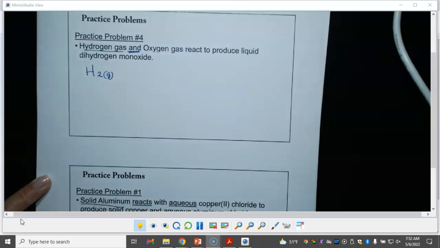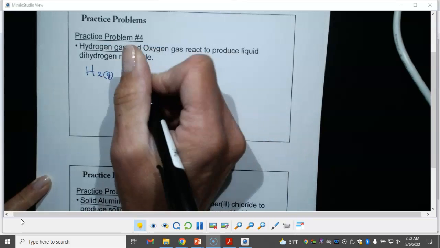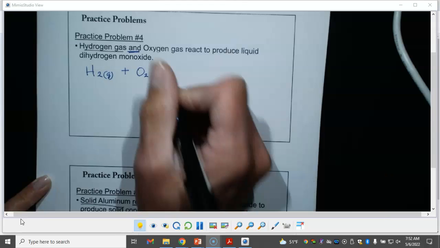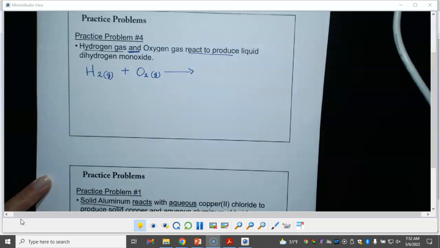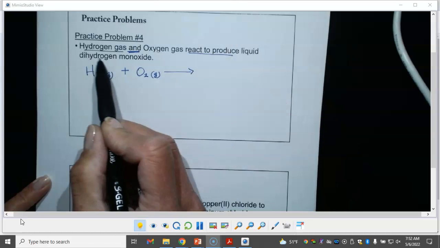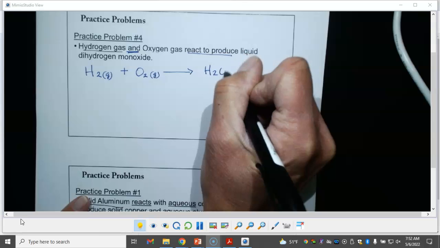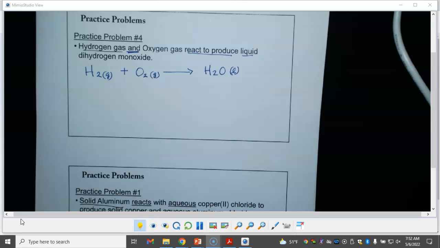And is what sign? Plus. Oxygen gas. So oxygen is special, is diatomic, so I got to put a 2 next to it. Gas is g, reacts to produce, that's my arrow, liquid dihydrogen monoxide. What's dihydrogen monoxide? Yay, H2O, and it tells me it's liquid. Okay, so we always have to start there. Start with the correct chemical formula.